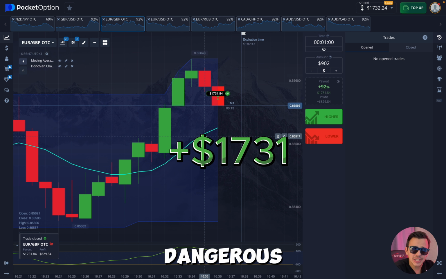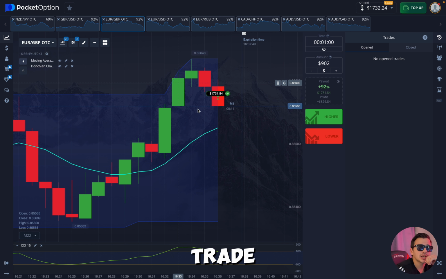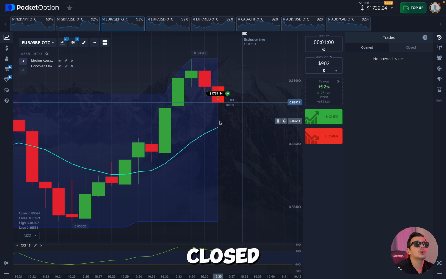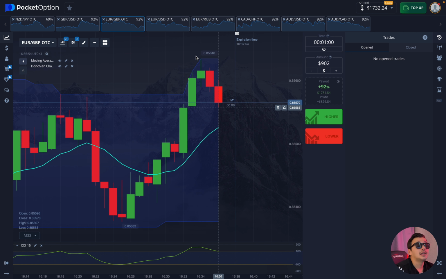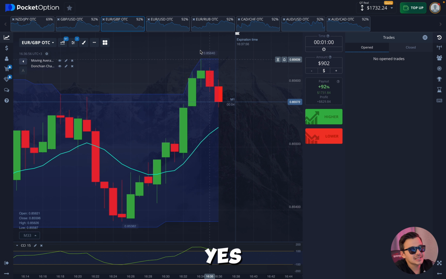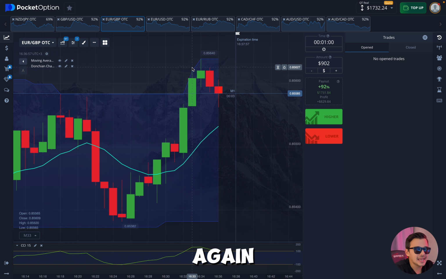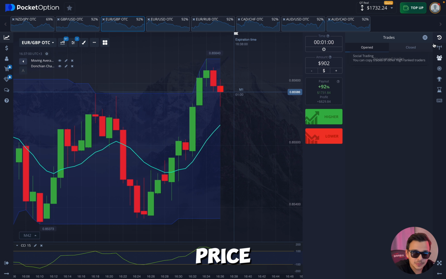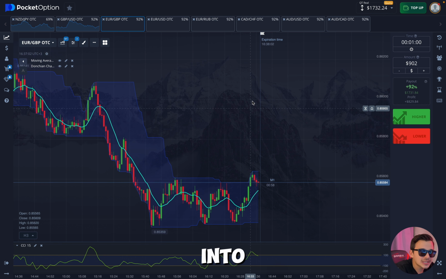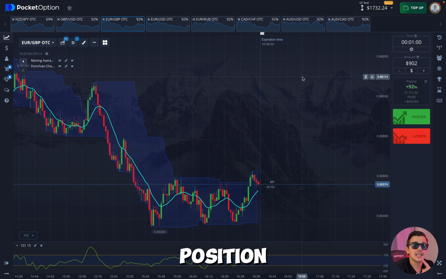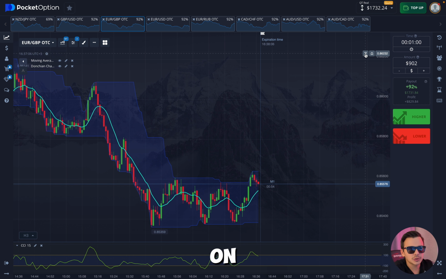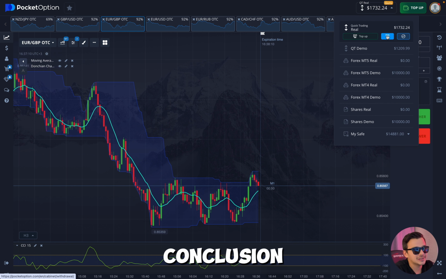Quite a dangerous candle movement near the end of the trade, but nevertheless it still closed on the plus side. After the high point, yes, it updated again. There was a price pullback. I got into this pullback and fixed the position in plus. Great profit on today's trade. Let's fix it and I will move on to the conclusion.